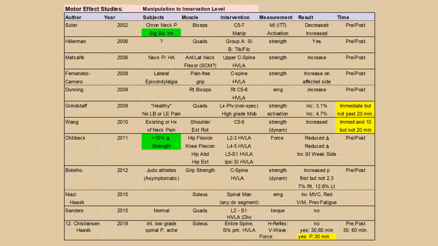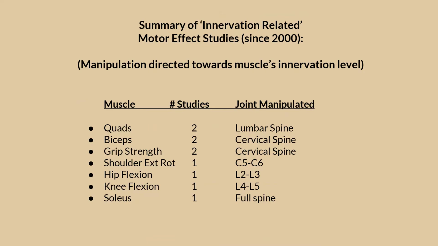In case you're wondering, there is pretty good evidence to support adjusting the C-spine and lumbar spine to help motor function. At least a dozen studies to this effect. A summary of these studies shows the usual suspects: adjusting the lumbar spine to affect the quads and the hamstrings, adjusting the C-spine to address biceps, grip strength, and shoulder.